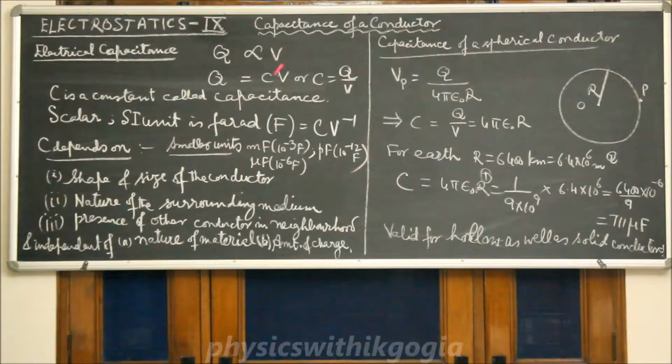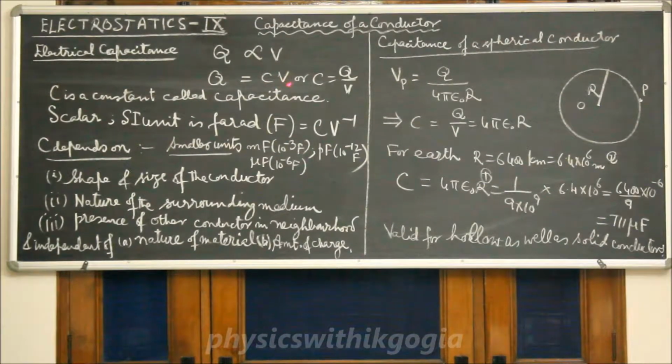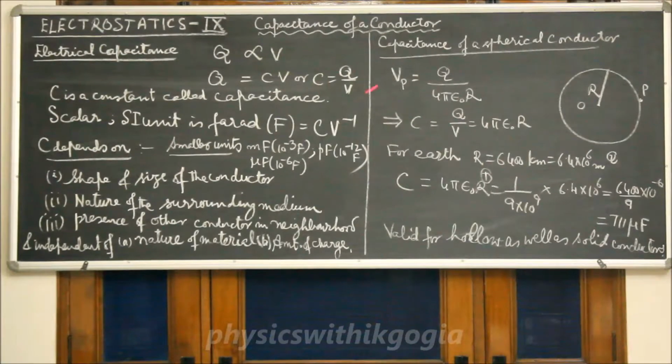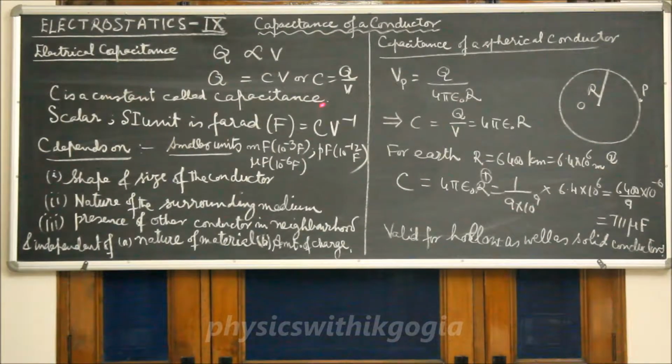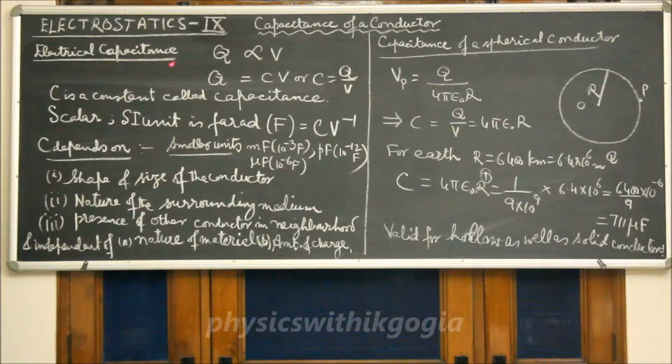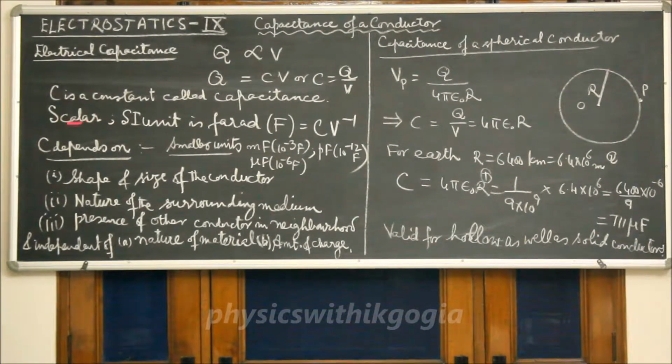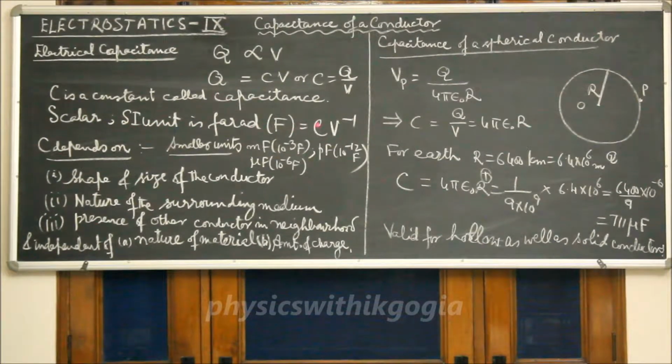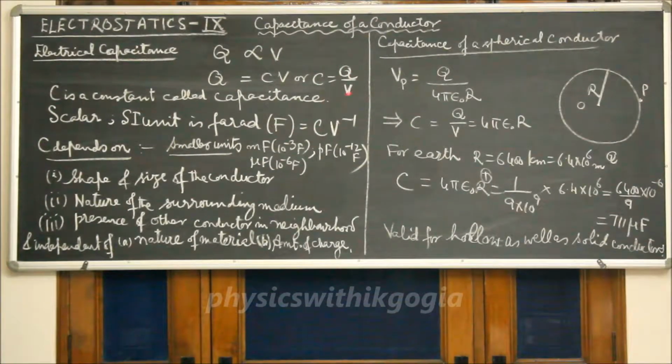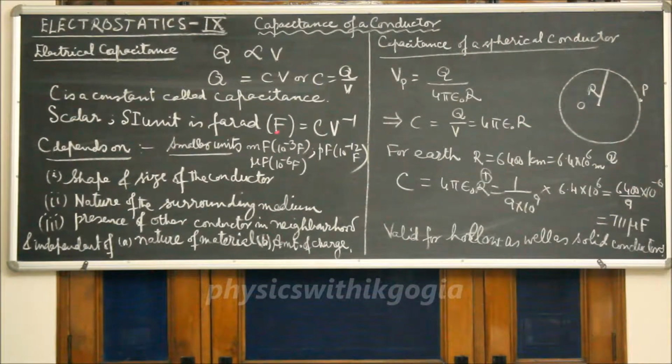Therefore, Q is proportional to V, or Q is equal to a constant C multiplied by the potential V, where C equal to Q over V is a constant called capacitance of the conductor, or electrical capacitance of the conductor. It is a scalar quantity, no direction can be assigned to this, and its SI unit is farad, that is coulomb per volt. Unit of charge is coulomb, unit of potential is volt, coulomb per volt, and is denoted by the symbol capital F.